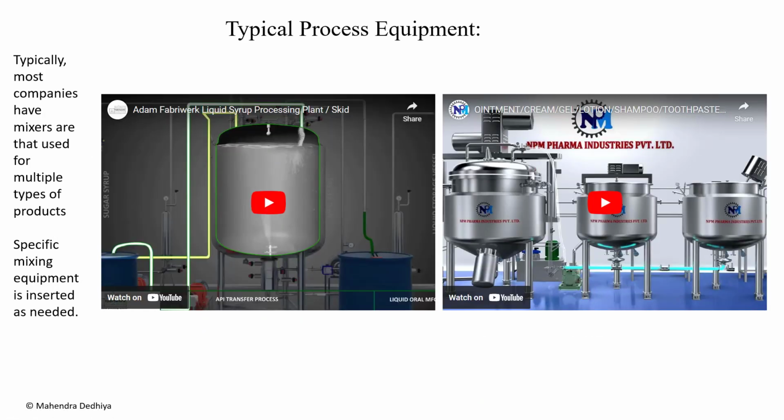Let's look at typical process equipment that's used in manufacturing. Most companies will have mixers that are used for multiple types of products. Very rarely will you have dedicated mixers. Specific mixers, or a homogenizer that's required, will be added or inserted. There are two different types of mixers in here. When you are developing a product in lab mode, you need to be aware of which type of mixer the company has in manufacturing, and you want to simulate your processes accordingly.